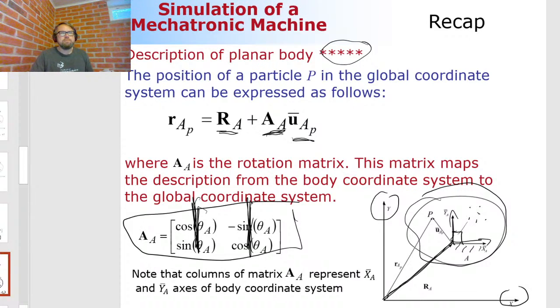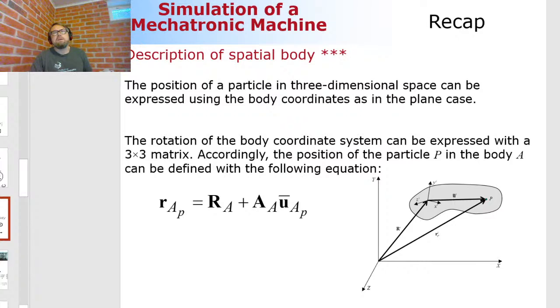Okay, so that's the first thing. Then description of a spatial body, a three-dimensional body. Sometimes I use spatial, sometimes 3D, three-dimensional body. Well, not as important as description of a body in the planar case. It is rated as 3 stars. A 3-star hotel is good, so it makes sense to use this kind of hotel. But if you're busy, you may skip this.